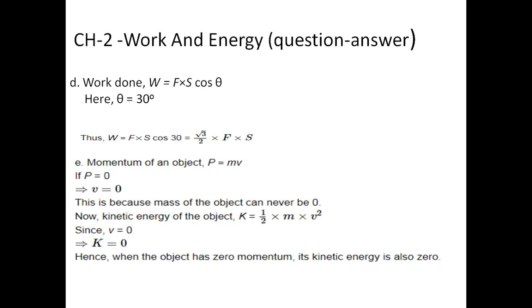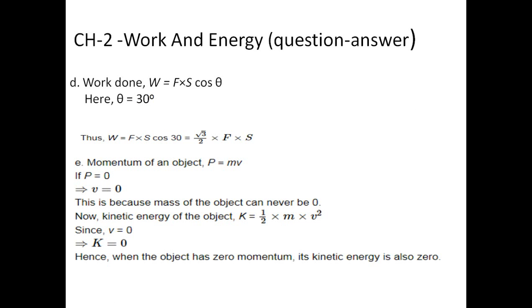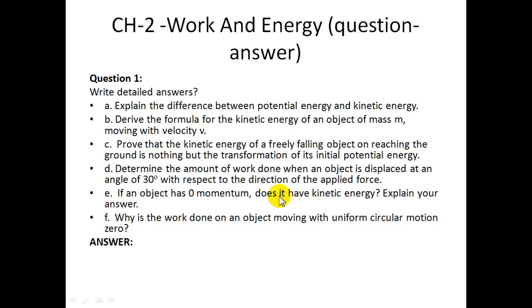First of all, read the question again. Determine the amount of work done means that you have to find work. Now, what is the formula of work done? Work is equal to F into S cos theta. S is the distance actually displaced, but when it is displaced at an angle, we add this cos theta. Theta is given in the question as 30 degree. Theta is the angle at which the object is pulled.